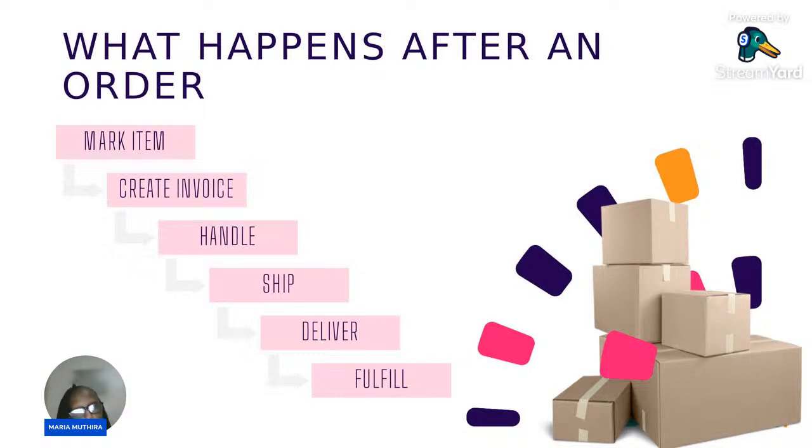Then we have handle. Then we have ship. Shipping is working on how the item will reach the customer. Then you deliver, that's the fulfillment of the order. Once you have made the delivery and the customer is happy with the product that has been delivered, then you can say that the order has been fulfilled.